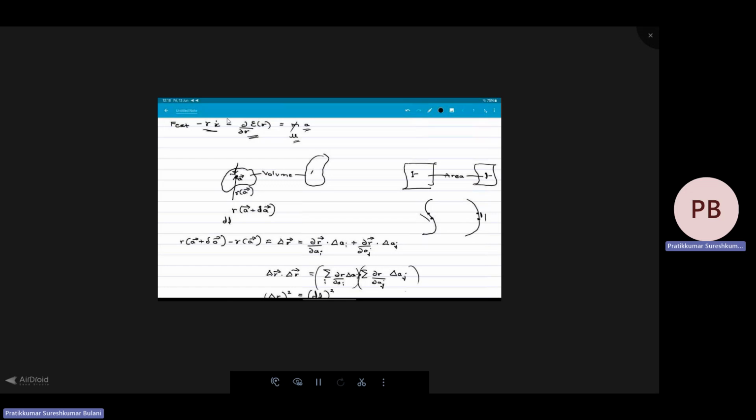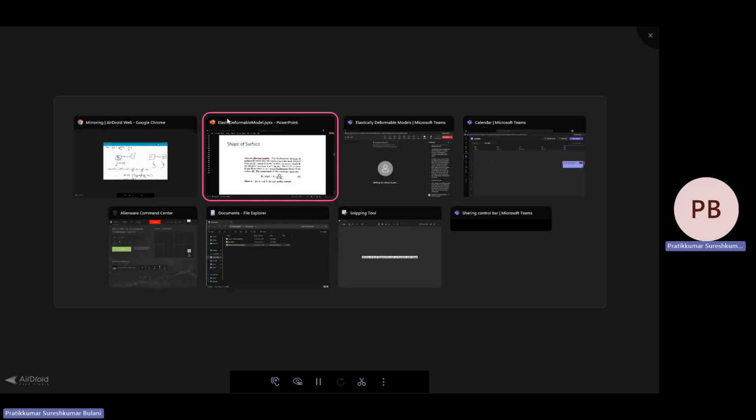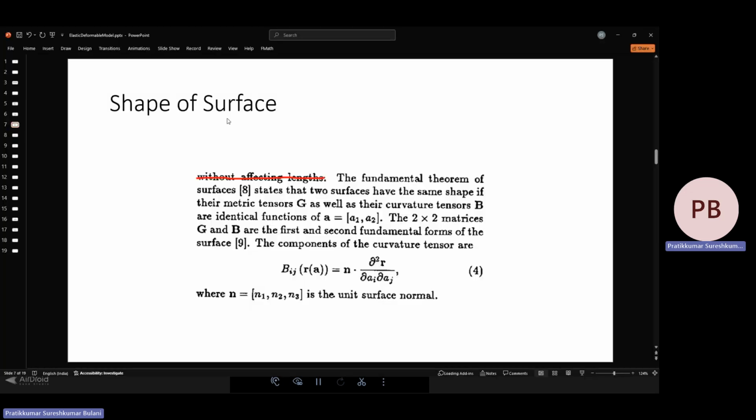So for a surface, we have to ensure that the G tensor which we calculated remains constant, and there is another thing we have to look at, the curvature. The curvature should also remain constant. If both of them, G and B, are equal for all the points at the differential level, then we can say that both surfaces are exactly equal, that is, shape equivalent.